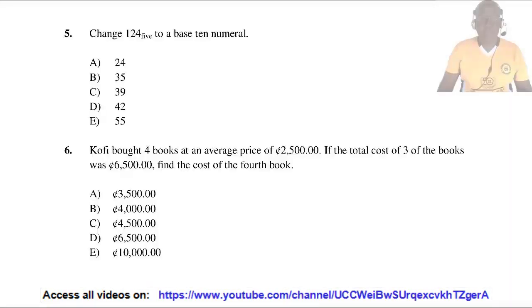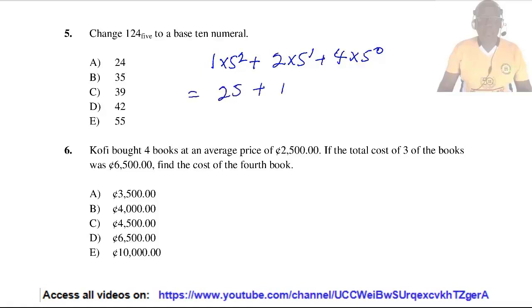Question 5. Change 124 base 5 to a base 10 numeral. We shall write 1, 2, 4. Since it's base 5, we shall multiply by 5 to the power 0 here, 5 to the power 1, and 5 to the power 2, and then add them. 5 squared is the same as 25. 2 times 5 is 10. 5 to the power 0 is 1, so 4 over here. So 35 plus 4, that is 39. So the answer is C.